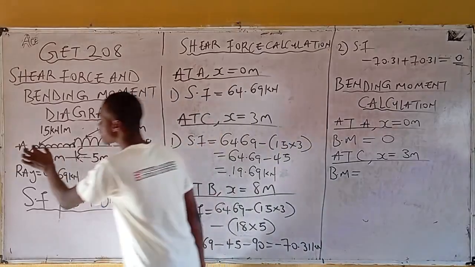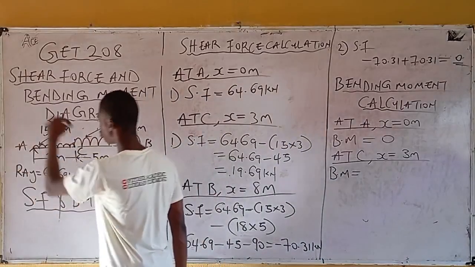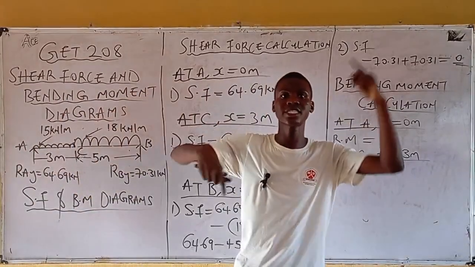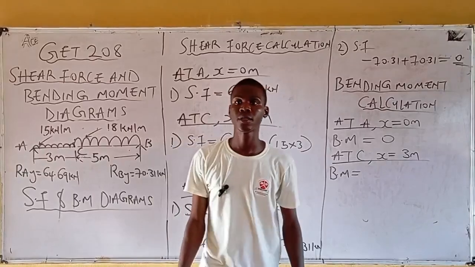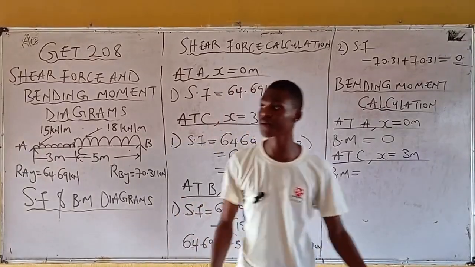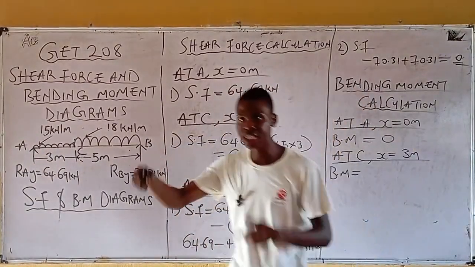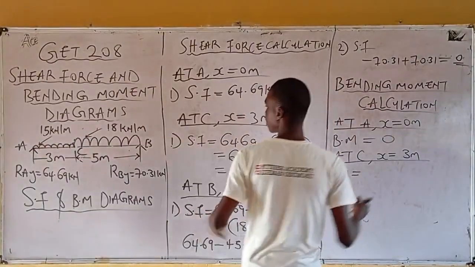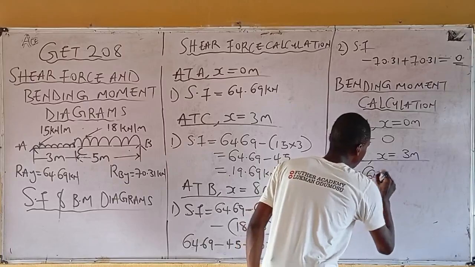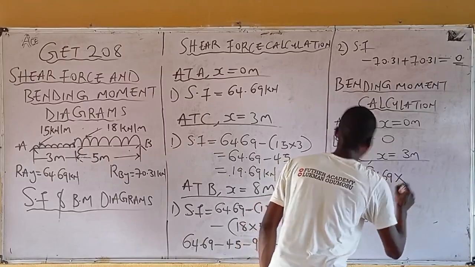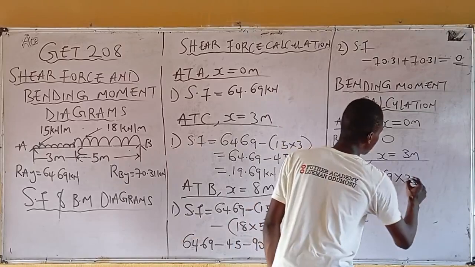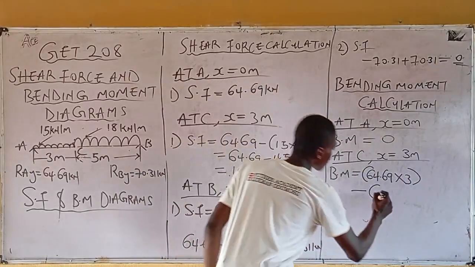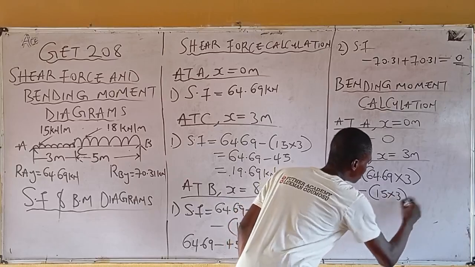So let's say you are tipping this arrow edge to C. Go back to the diagram we had earlier. Is it 1, 2, 3, or 4? 1. You can see that we are referencing that diagram. By 1, is it clockwise or anti-clockwise? Clockwise. So from here, I have 64.69 times the distance, 3, minus my UDL. What's the force of this UDL? 45. The distance? 1.5.